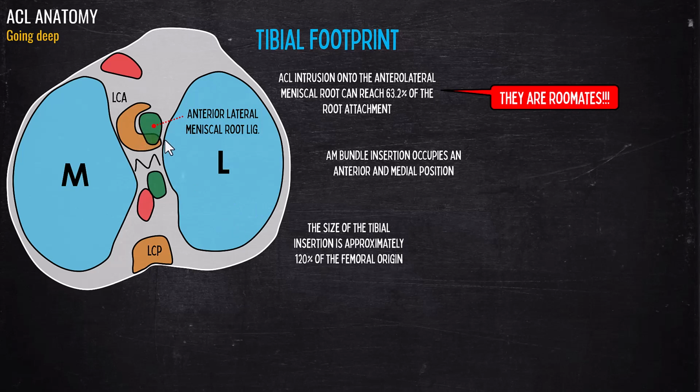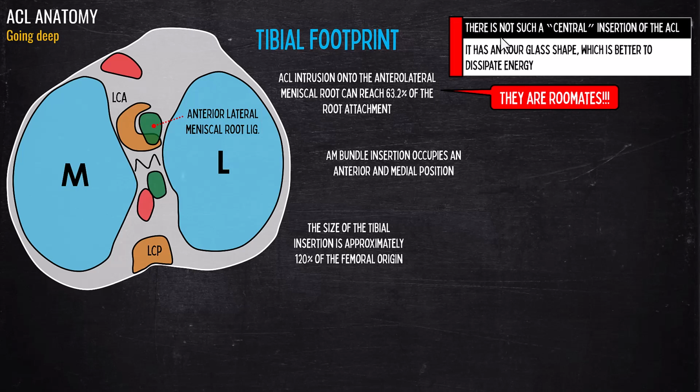One interesting fact is that the size of the tibial insertion is approximately 120% of the femoral footprint, or the femoral origin of the ACL. So it can help to explain why lesions of the proximal ACL are more common than lesions of the distal ACL. Okay, so another interesting thing is that there is not such a central insertion of the ACL. Generally speaking, the tibial footprint has an hourglass shape, which is better to dissipate energy, and that also helps the ACL to be less vulnerable on its distal third, on its tibial insertion, in comparison to the femoral footprint or the origin of the ACL.